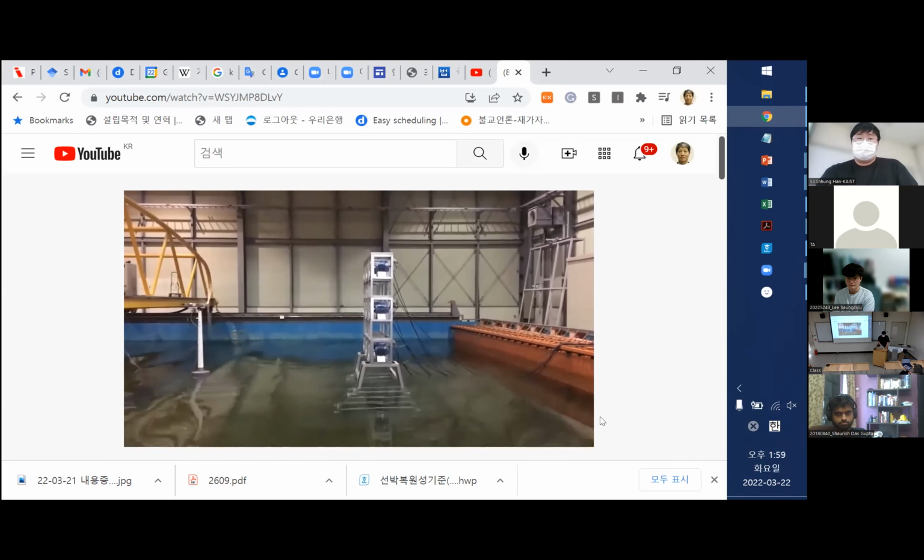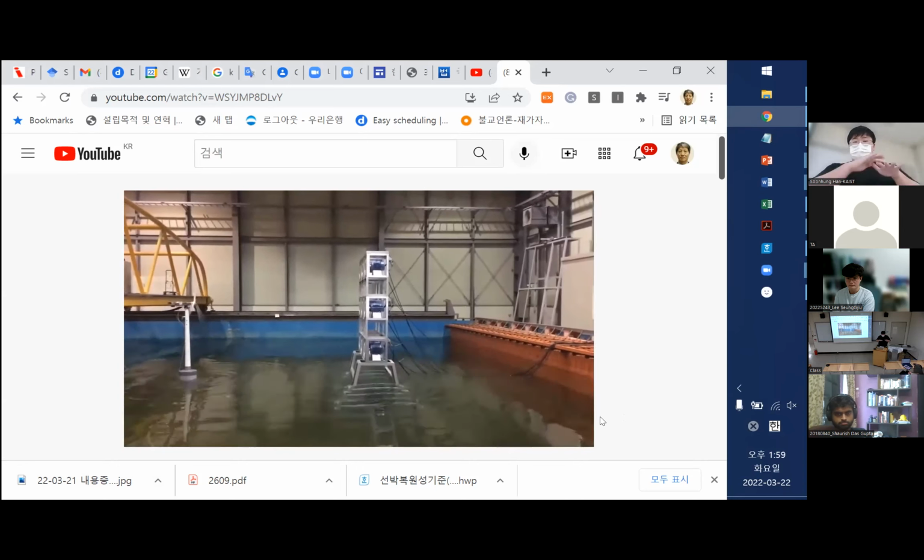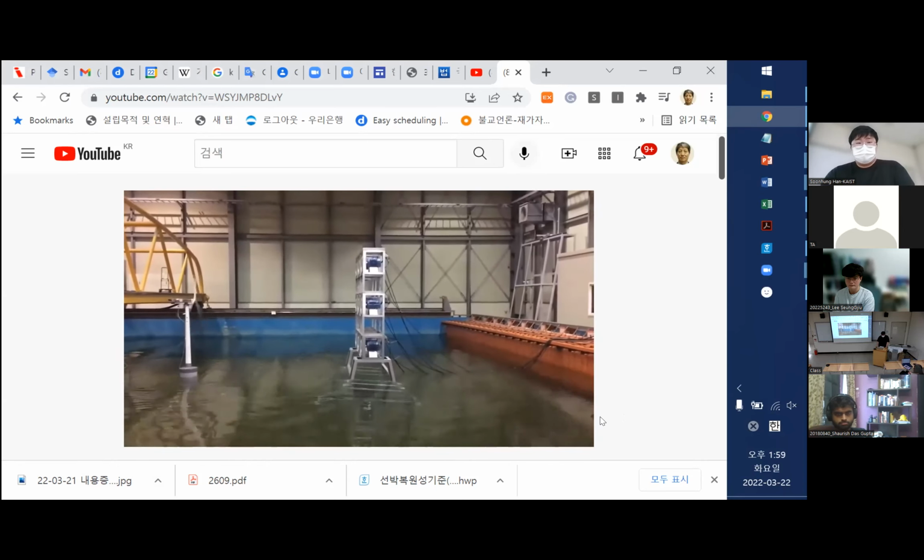With the pipe, it can hold the planar position.